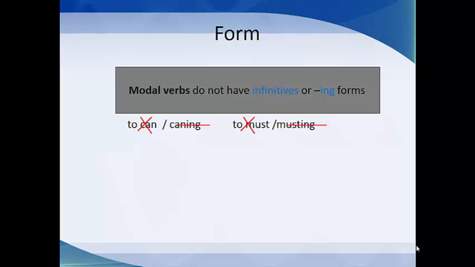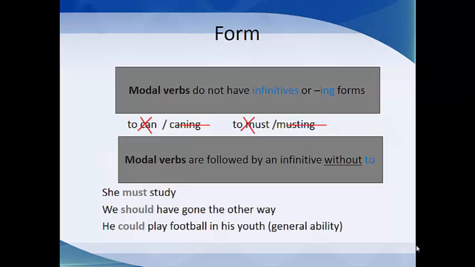Modal verbs don't have infinitives or ing forms. I can't say to can or can plus ing, to must plus ing. Modal verbs are followed by an infinitive without to. I mean the base form of the verb. We can call it bare infinitive. She must study. Study here is the base form of the verb. We should have gone the other way. He could play football in his youth. It's a general ability. Must, should, could are followed by the base form of the verb.